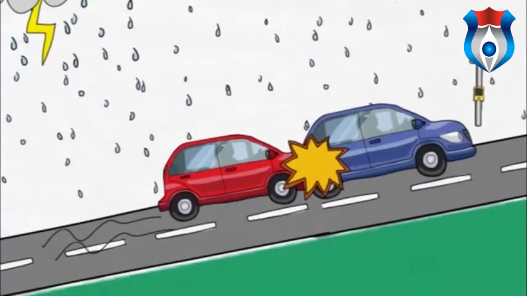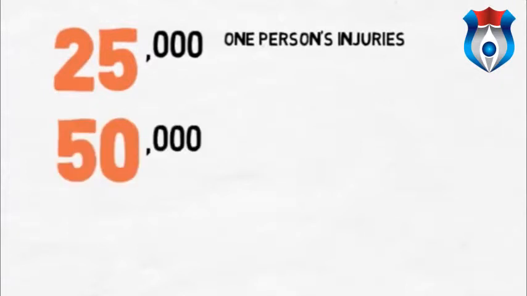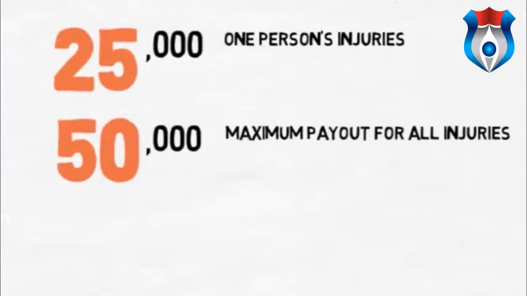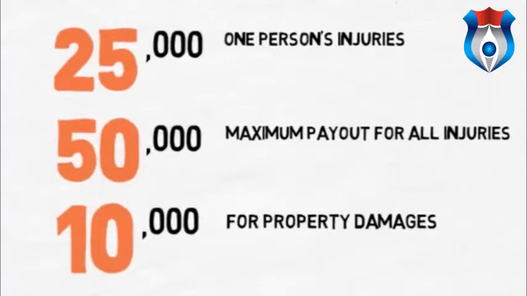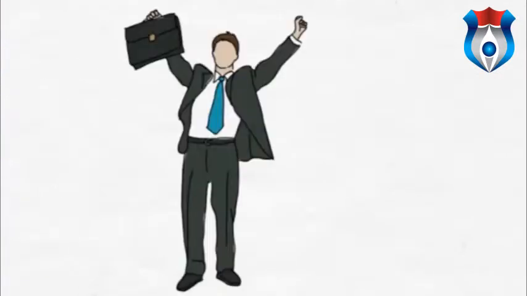Now, how does that 25-50-10 minimum liability insurance work? $25,000 is the most your insurance company will pay for another person's injuries. $50,000 is the maximum amount that will be paid for total injuries caused by your accident. That's it. What about the damages caused in your accident? $10,000 is the maximum amount your insurance will pay for property damages. If you think you need more coverage, then talk to your insurance agent.